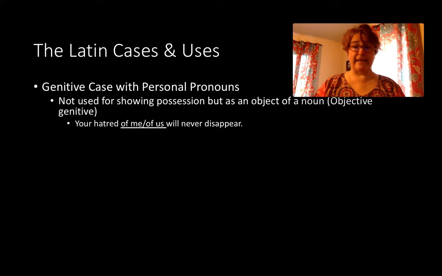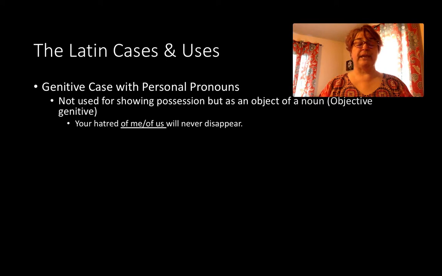Take a look at this example. Your hatred of me or your hatred of us will never disappear. In this sentence, the subject, hatred, is a noun. That noun expresses an action, hate. If you were to use the noun or the verb hate in a sentence, you could say something like Juno hated the Trojans. Hated would be the verb, and Trojans would be the direct object.